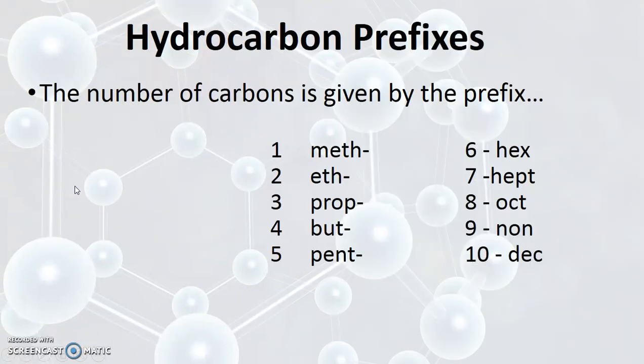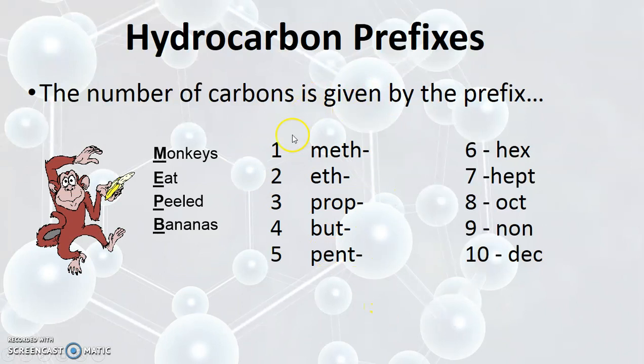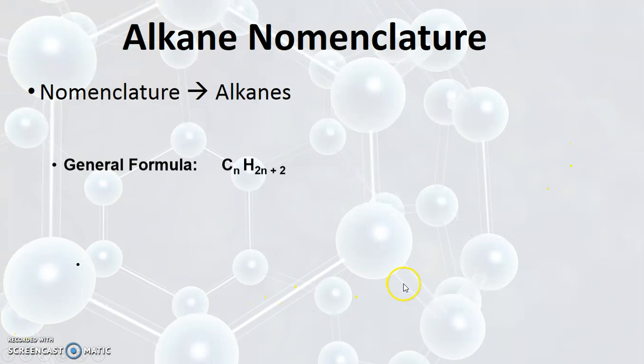To name those carbon chains, we need to know the prefixes. We looked at the first 10 prefixes for hydrocarbons. If you remember, 5 to 10 are the same prefixes: pent, hex, hept, oct, non, dec are the same as molecular substances. But 1 to 4 are different. We had this mnemonic device of monkeys eat peeled bananas to help us remember the prefixes. A 1 carbon chain is meth, 2 is eth, 3 is prop, 4 is but, and the rest proceed like molecular prefixes.